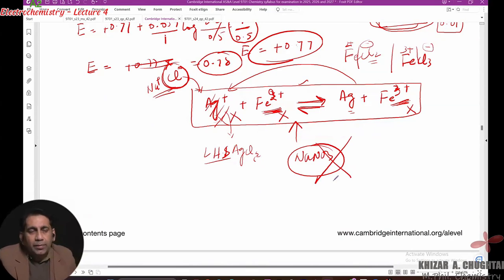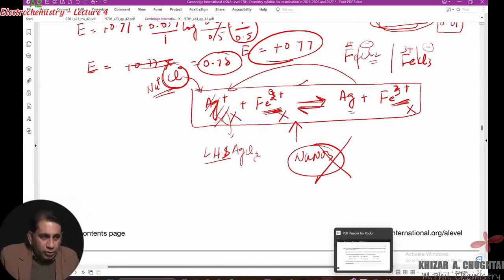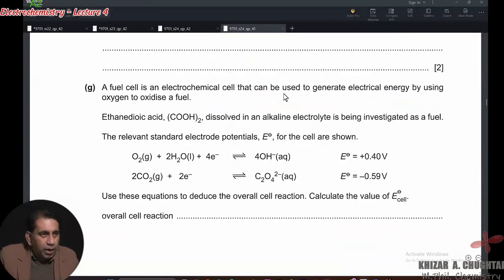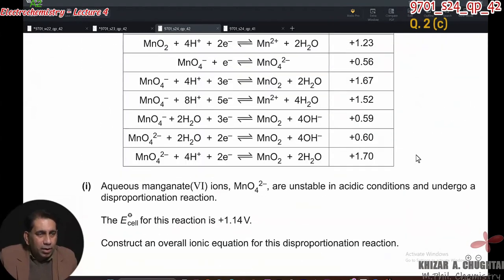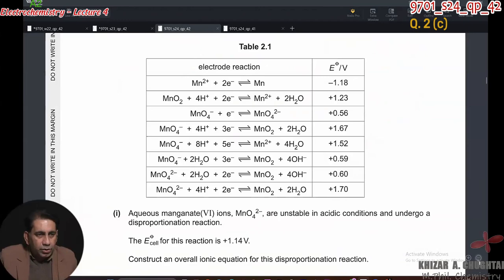So as far as the basic effect of concentration on the overall equation is concerned, you will check in this way. Now I am going to solve some questions regarding this topic. This is the question paper, May-June 24, 4-2 variant, question number 2, part C, and this is a technical or typical question, you can say. Just have a look.